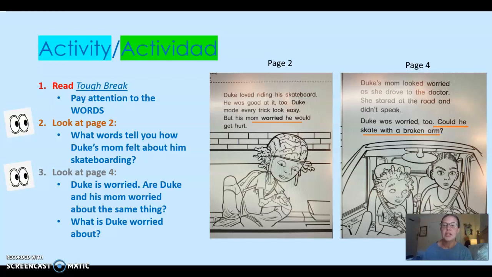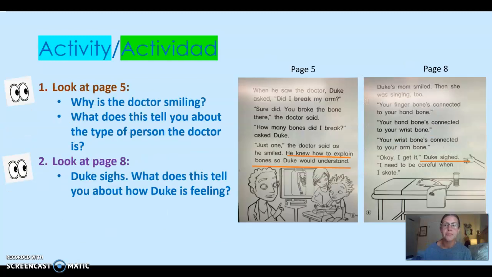So you guys are going to continue reading the book and you're going to answer these questions. Really simple questions about, are Duke and his mom worried about the same thing? Is Duke also worried that he's going to get hurt while on his skateboard? Or is he worried about something else? What is he worried about? And then you guys are going to answer these questions too. Why is the doctor smiling on page 5? And what does this tell you about the type of person that the doctor is?